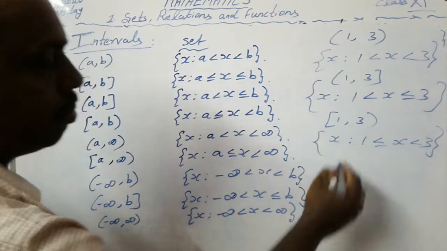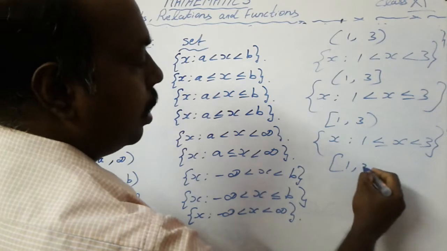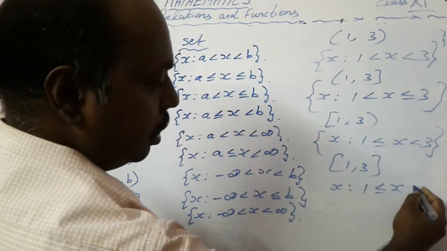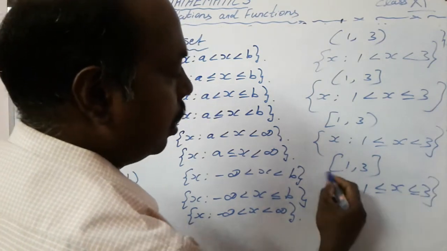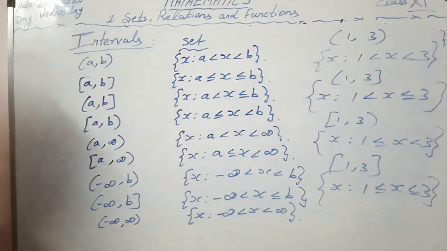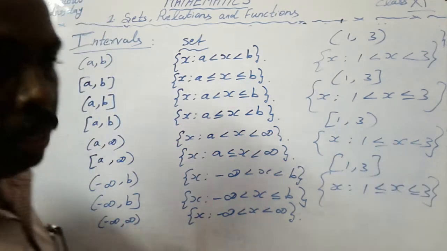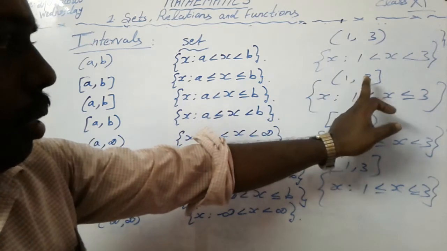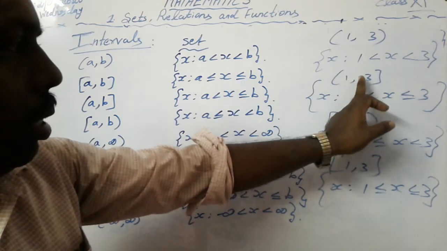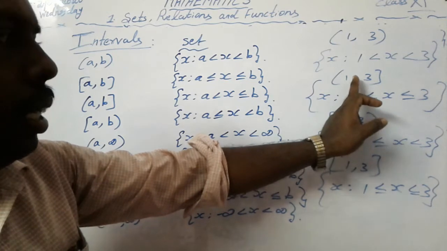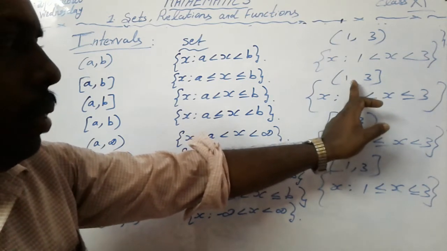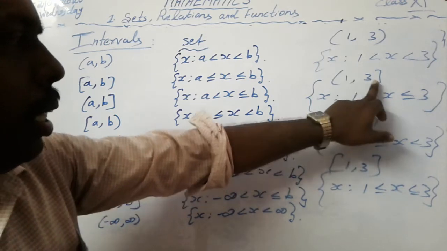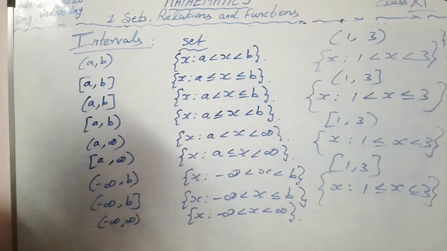Alright? Both sides closed, 1 and 3, how do you write? X such that 1 less than or equal to x less than or equal to 3. Just like that, if they give us the interval, we can find the numbers in between. Suppose open bracket 1, 3, what are the numbers that will come? 2. There are so many rational numbers and irrational numbers in between 1 and 3. Am I right? So excluding 1, including 3, like that we can see.